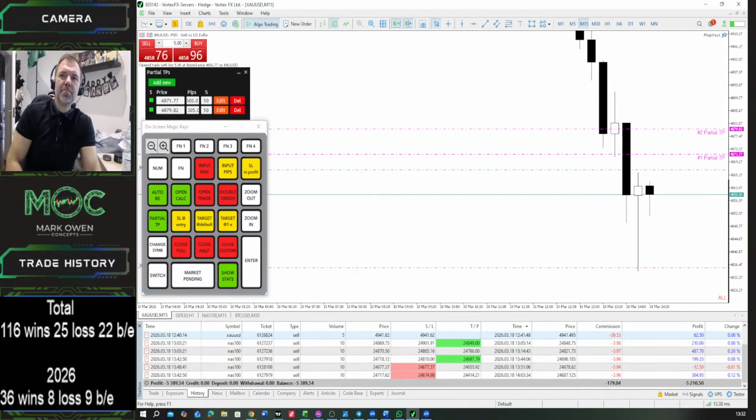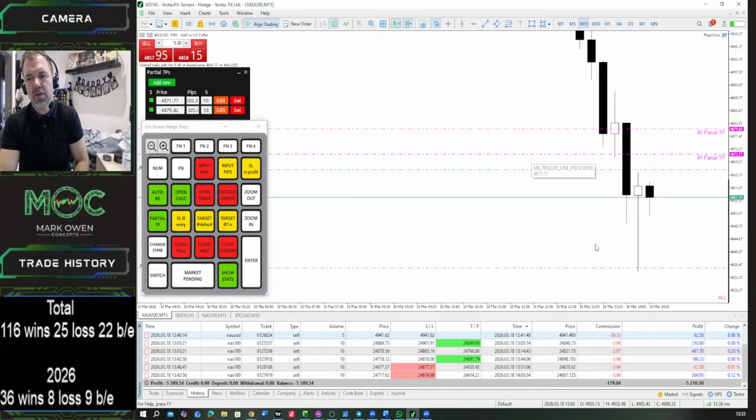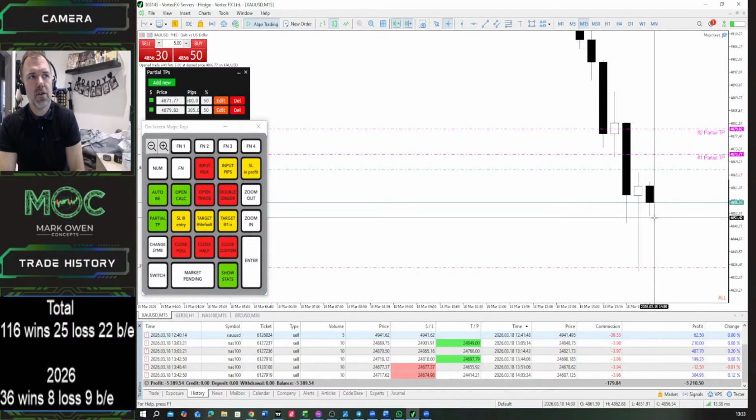Gold's still not in for me yet. If this triggers, what I'll do is I'll bring the stops up right underneath the low of this candle.